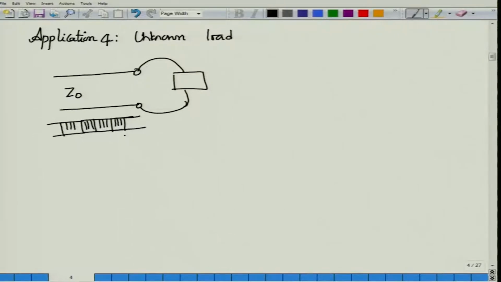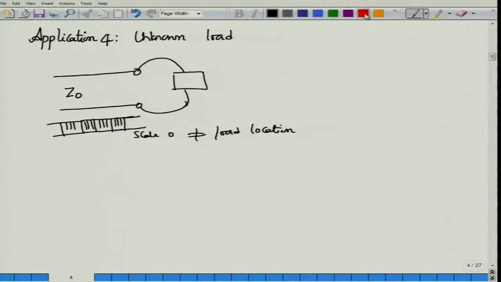Usually it will have some 0 marking at one particular point and then go on. Please note that the scale 0 is not the same as the load location. Mathematically we keep saying that z equal to 0 is the load location, but the 0 on the scale that I have is not the load location. In fact, it would usually be slightly away from the load.